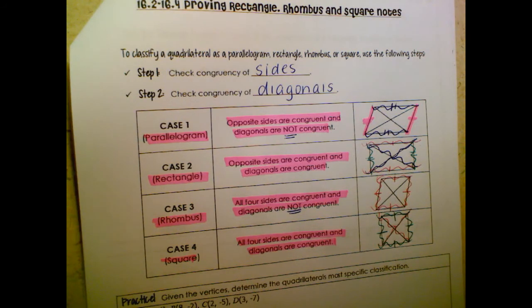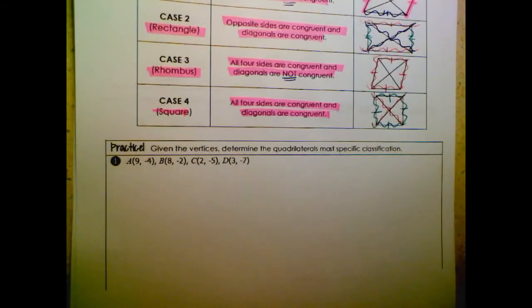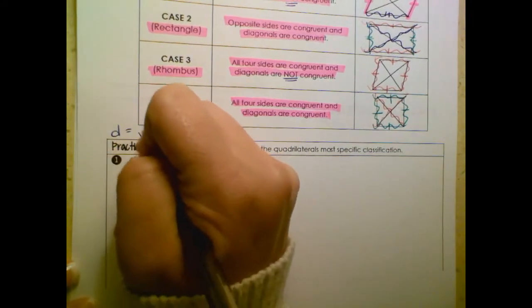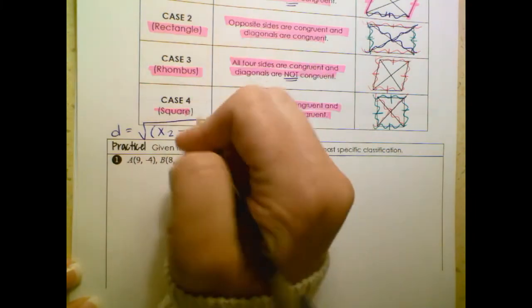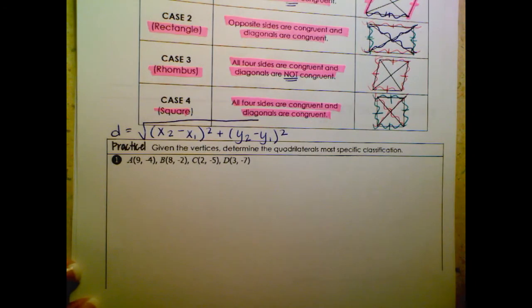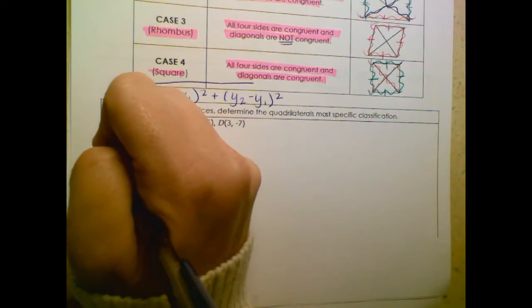So looking at the first example, we're going to use our distance formula. And just as a reminder, distance formula is the square root of x2 minus x1 squared plus y2 minus y1 squared. So we're going to use that. We're going to use it for sides. And we're also going to use it for diagonals. So we're going to be doing the distance formula quite a bit for each of our examples.